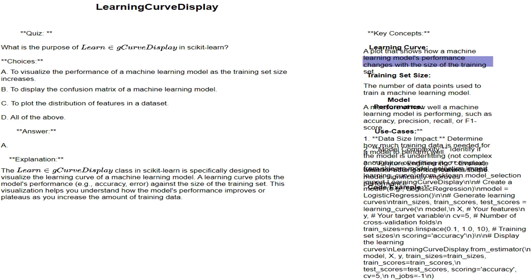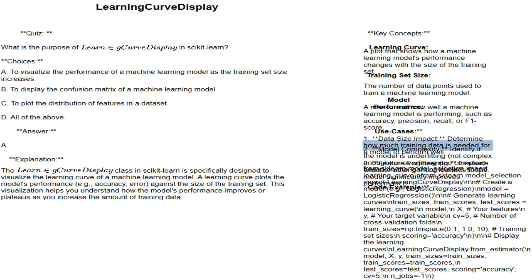A plot that shows how a machine learning model's performance changes with the size of the training set. Training set size: the number of data points used to train a machine learning model. Model performance: a measure of how well a machine learning model is performing, such as accuracy, precision, recall, or F1 score.